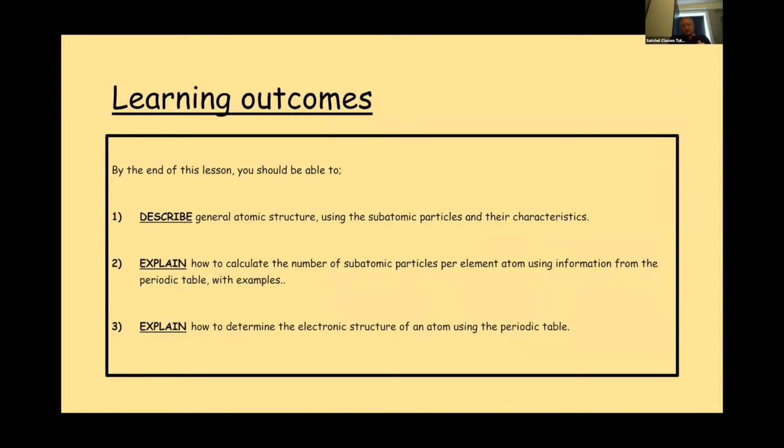So that's the description of general atomic structure using the subatomic particles and their characteristics. 3 particles, proton, neutron, electron, characteristics being their mass, their charge, and their location. Using that now, explain how to calculate the number of subatomic particles per element atom using information from the periodic table with examples.